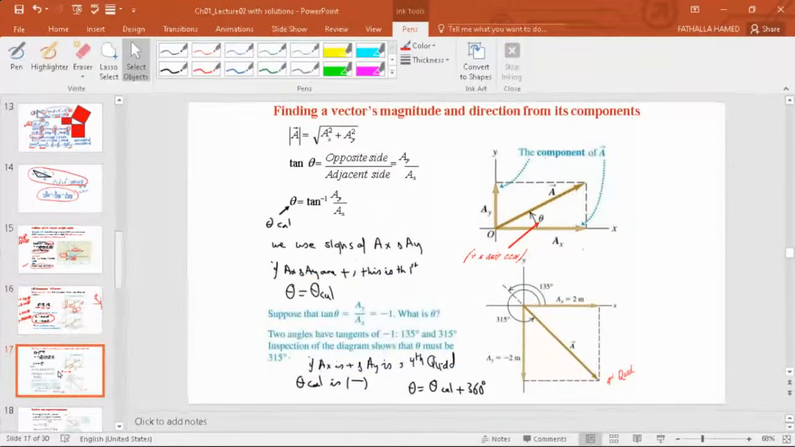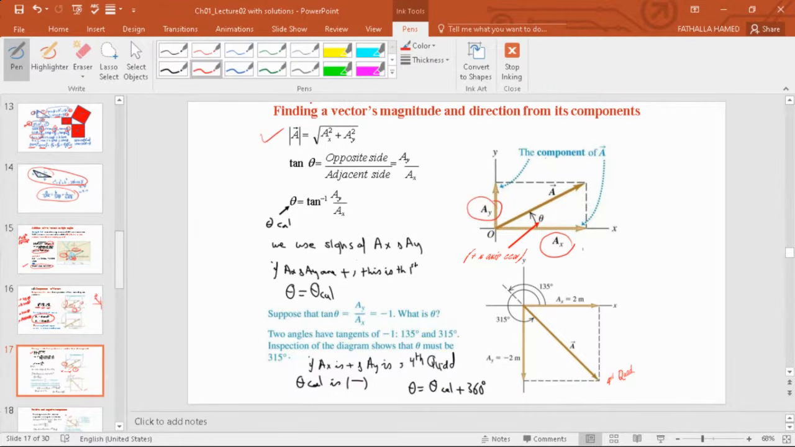So now, when you have this vector, and you break the vector in terms of components, if I give you the AX and I give you the AY, you can tell me what A is. A will equal the square root of AX squared plus AY squared, and that will give me the magnitude of the vector.